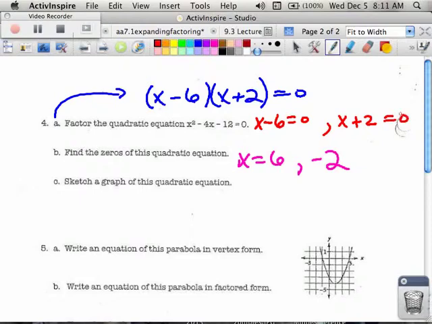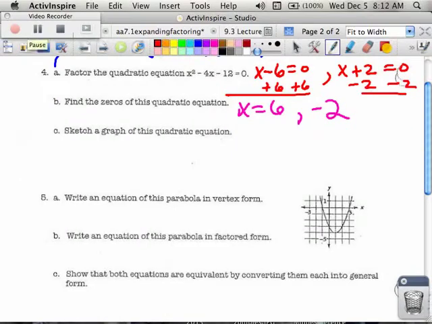One of them did. If I add 6 to both sides, plus 6 here and plus 6 here, and I solve it, I see the x equals 6 in pink. If I subtract off 2 from both sides on the right-hand one, I see that the stuff on the left cancels out and I get negative 2 on the right. And that's where these zeros are coming from. Thank you. You're welcome.